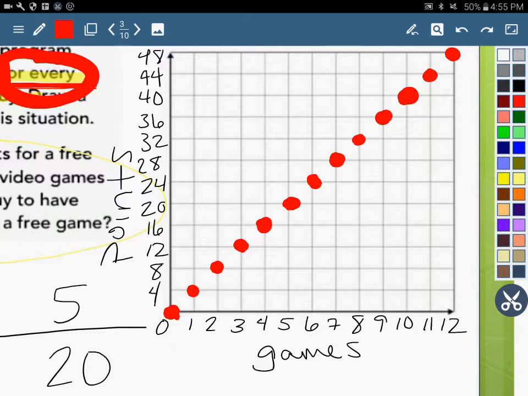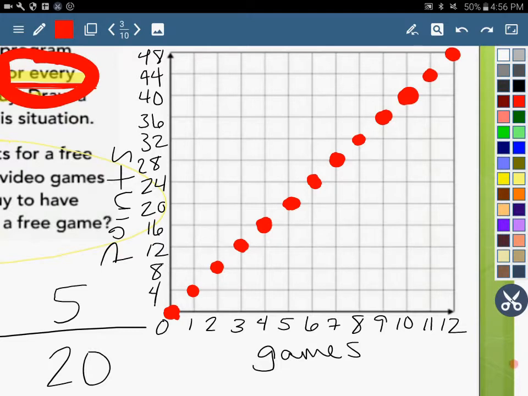Some of you may be asking, well, wait a minute, shouldn't I connect those dots? Technically, in this situation, we should not, because by drawing the line, you're saying that there are points in between the points that I've already plotted. However, can you buy half of a video game? No, you can't buy half of a video game. That'd be crazy. So you're not going to have in-betweens on this graph, so you should leave it as what this is called discrete. Okay?